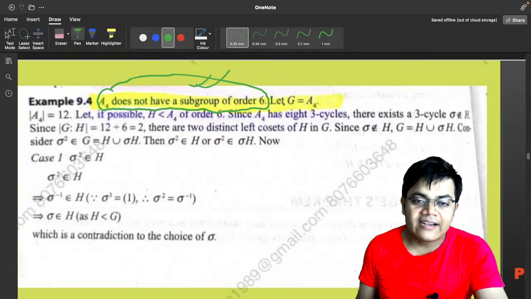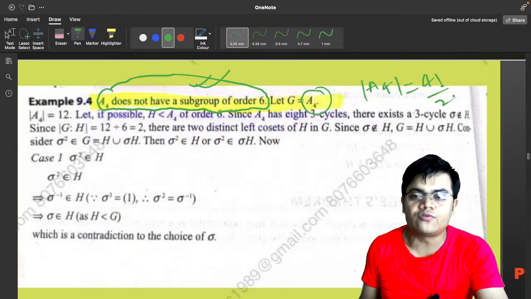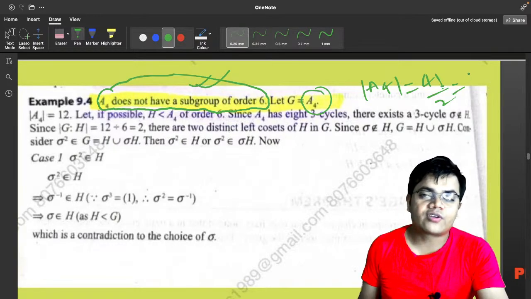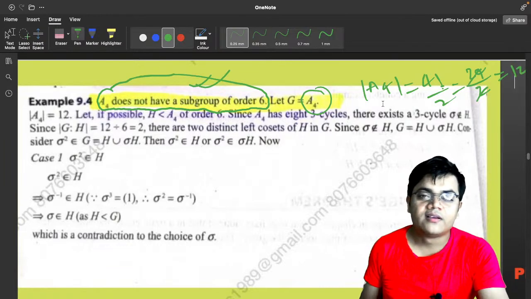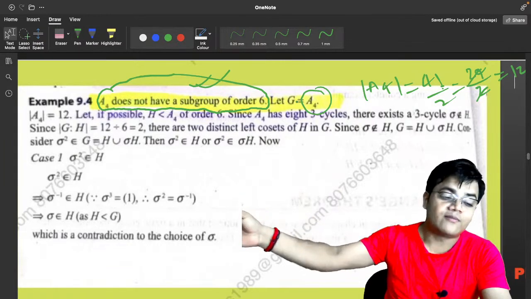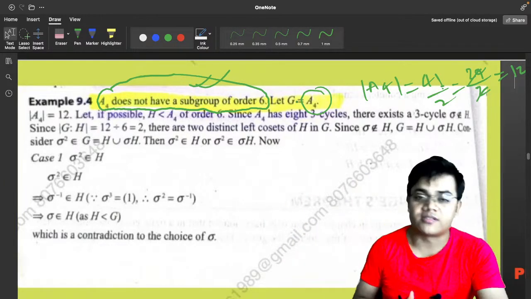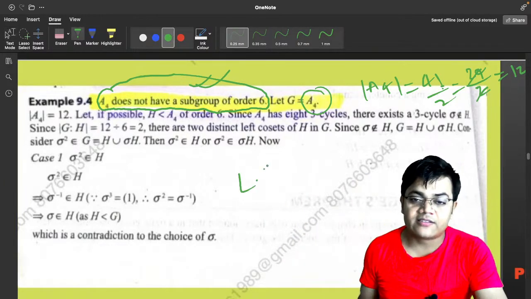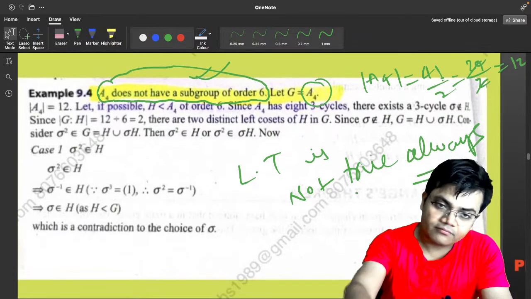And you know the order of A4 is what? Certainly factorial 4 by 2, the alternating group. So factorial 4 is 24 divided by 2, so its order is 12. 6 is going to divide 12, but A4 does not have any subgroup of order 6. What does it mean? The converse of Lagrange's theorem is not true always, because here is a counter example. The proof is over here.